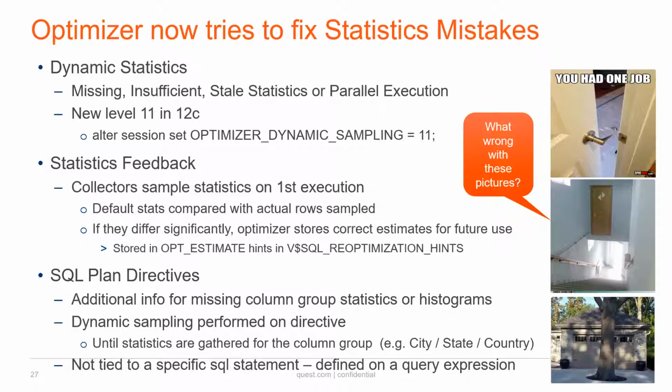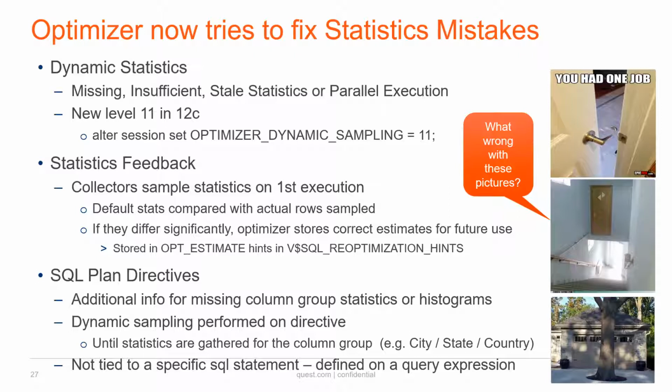Statistics feedback is another way, and this is where it implements those statistics collectors on the first execution, and then it compares the default stats with the actual rows sampled. If they're significantly different, it actually stores the correct estimates in the $v SQL reoptimization hints table, and it uses opt estimate hints in that, so you can see all that in $v SQL reoptimization hints.